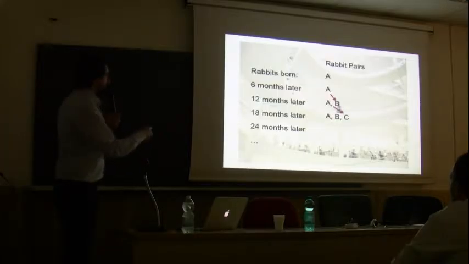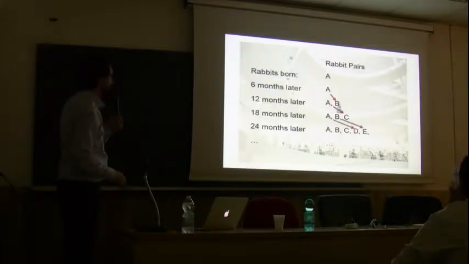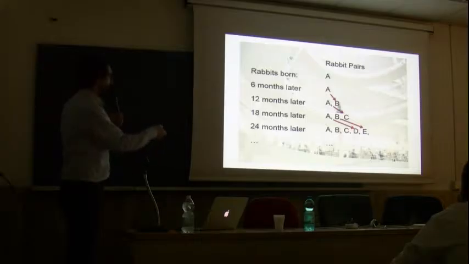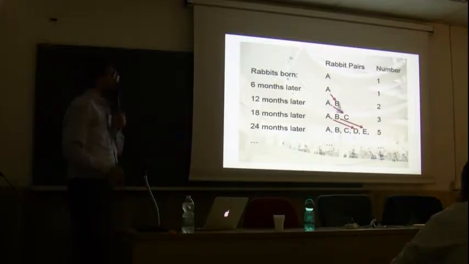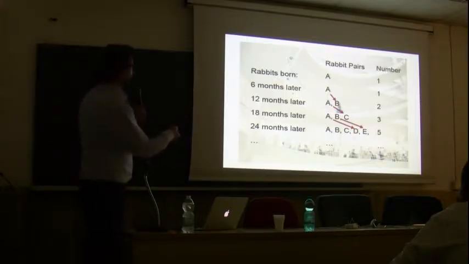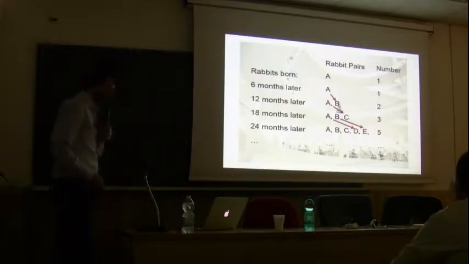Then you continue, so this pair is just growing up. This pair persists and it adds another pair. And now you see how the game continues. All rabbit pairs that have been around for long enough keep reproducing, and so on and so on. So now you can count your rabbit pairs and you get the numbers 1, 2, 3, 5, and so on.